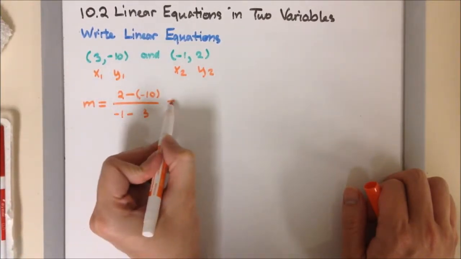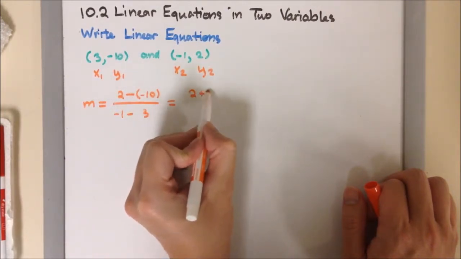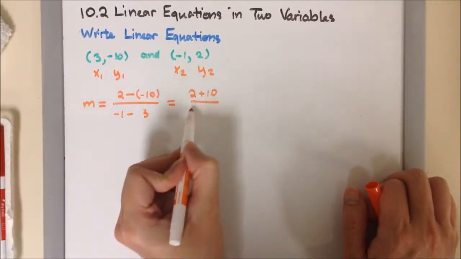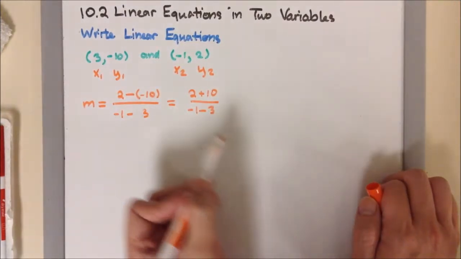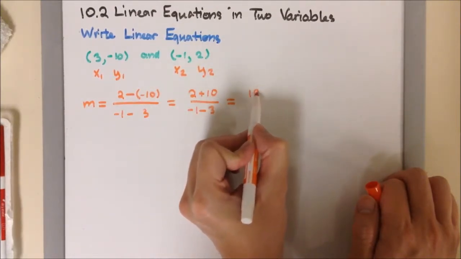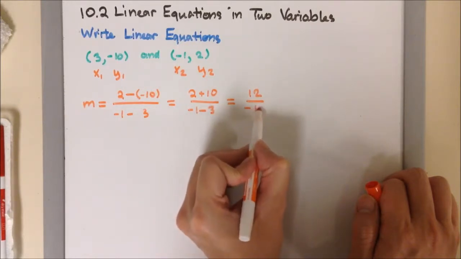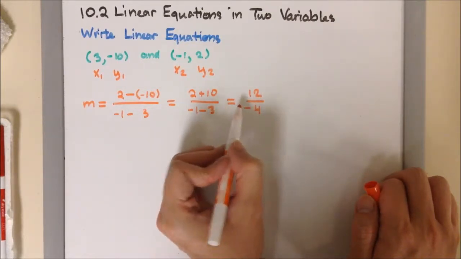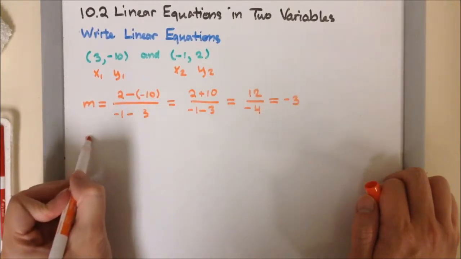Alright, first I'm going to simplify the numerator because I have minus -10. So it's going to be 2 plus 10 in the numerator, and then -1 minus 3. From there, I'm going to combine the numerator, which is just 12, and in the denominator, -1 minus 3, which is -4. And I can actually simplify this, which will be -3. So my slope is -3.